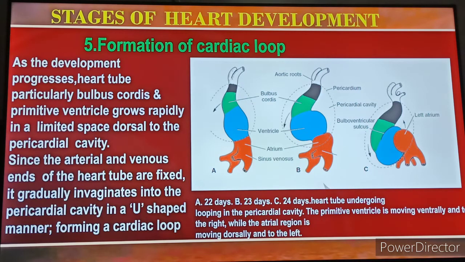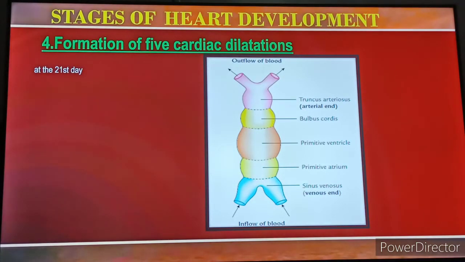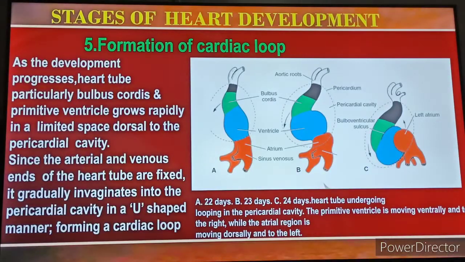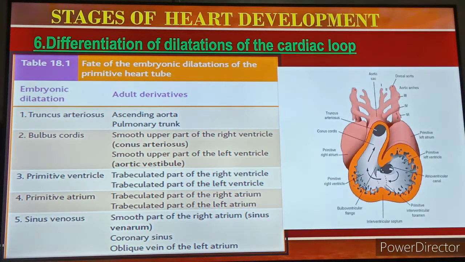Now, we had formed the 5 dilatations: truncus arteriosus, bulbus cordis, primitive ventricles, primitive atrium, sinus venosus. Immediately after the formation of the cardiac loop, we need to know how they develop and differentiate. In a nutshell, the truncus arteriosus, that is more cranial, on the arterial end, is going to give us the ascending aorta and pulmonary trunk.